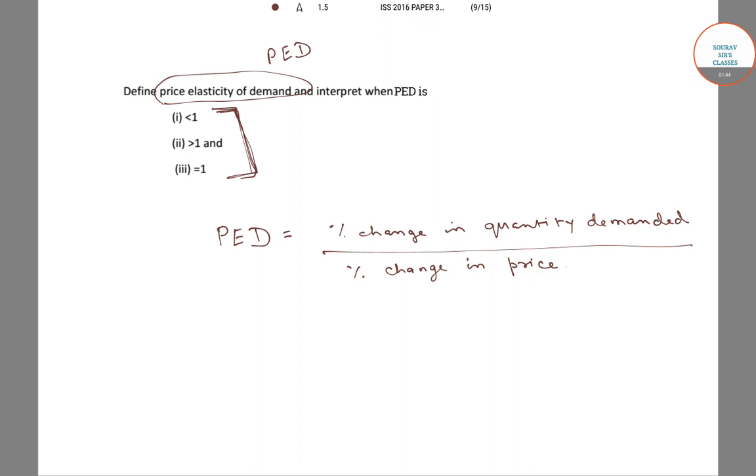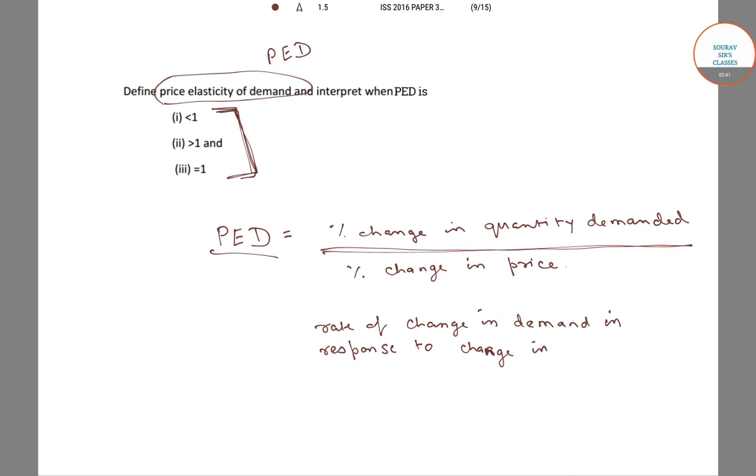So this price elasticity of demand is a measure of the degree of change in demand, that is the change in the quantity demanded of a commodity, to the change in price of that commodity, that is the percentage change in the price of the same commodity. In other words, it can be said that the price elasticity of demand is the rate of change in quantity demanded, or in demand, in response to the change in the price.